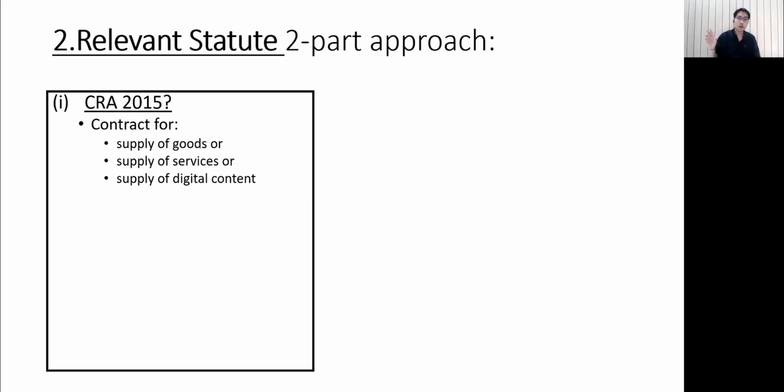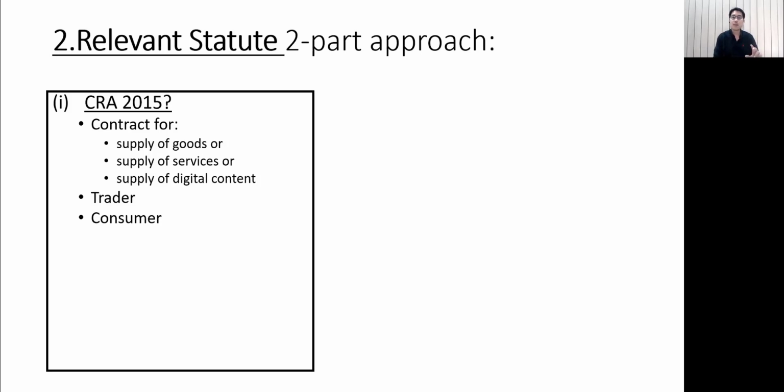Whereas please take note, for SOGA, it does not apply to digital content. In fact, SOGA does not even apply to services. SOGA only applies to goods. It's called the Sale of Goods Act. Whereas CRA applies to these 3 statutes, right? And of course, there must be a trader and there must be a consumer.